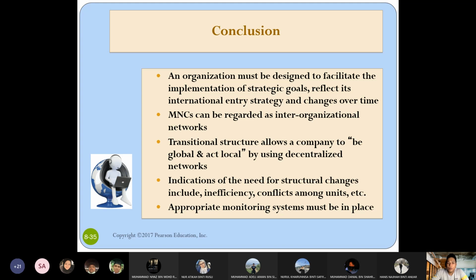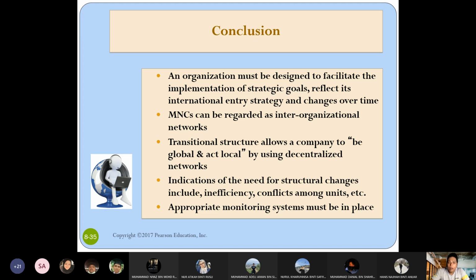And an MNC, or multinational corporation, can be regarded as an inter-organizational network. If you work with an MNC, you must have the inter-organizational network, to make it easy to manage the products or services at the international level. And then the transnational structure allows a company to be global and act local. If you want to go global, you act local by using decentralized networks. So you give the authority to the local manager or the subsidiary country to manage their product or service in their country, because they know well about the consumer preferences based on their country's needs.